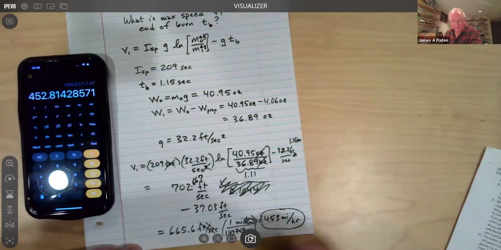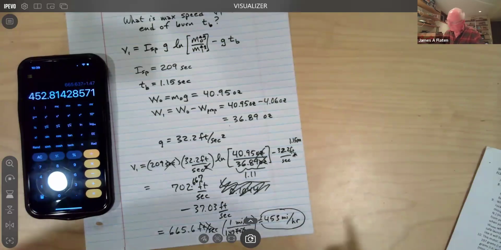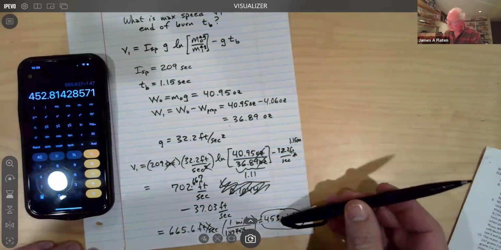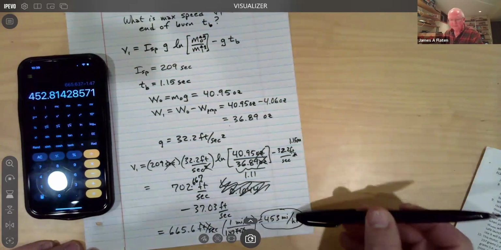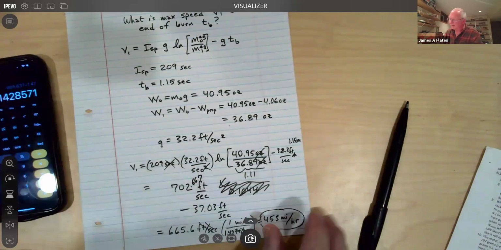And the homework goes on to ask, is that more than the speed of sound or not? And it turns out it's not. Speed of sound is more like 700 miles per hour. That's pretty fast. In 1.15 seconds, I get this rocket up to 450 miles per hour. That's pretty giddy up and go.